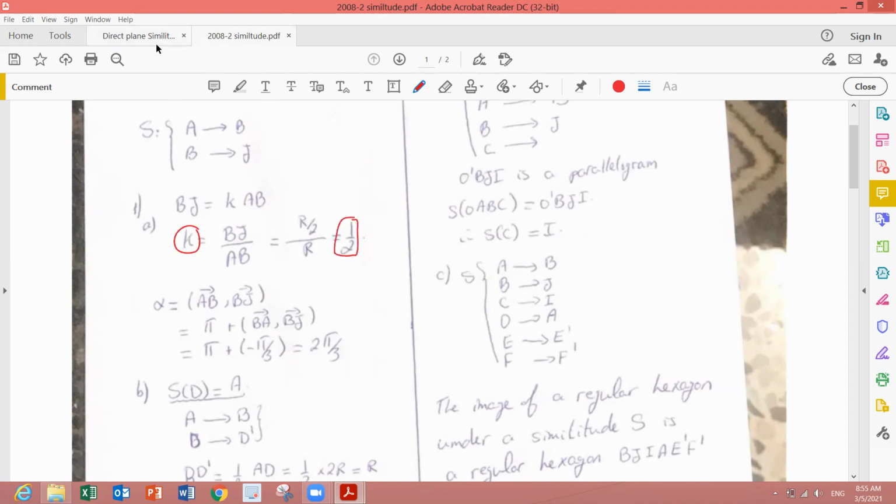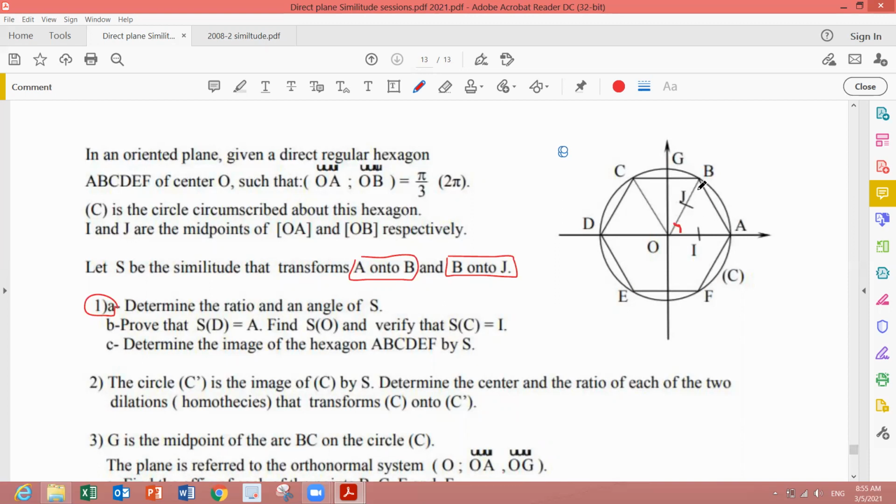Clear why AB is R? OAB is isosceles since OA equal OB, radius, and the angle is 60. Then what's the nature of triangle OAB? Equilateral. So AB is R, equal to OA, equal to OB.